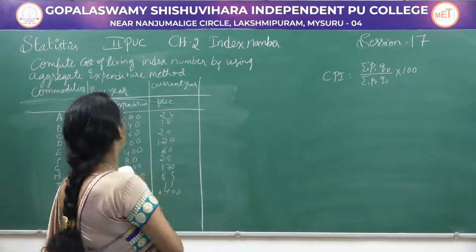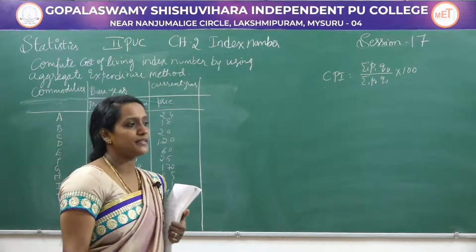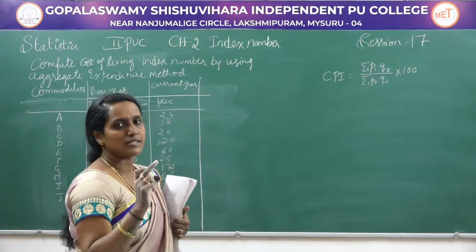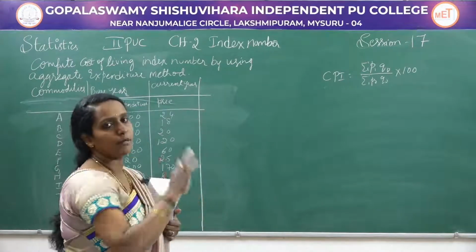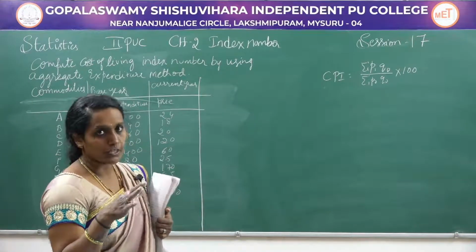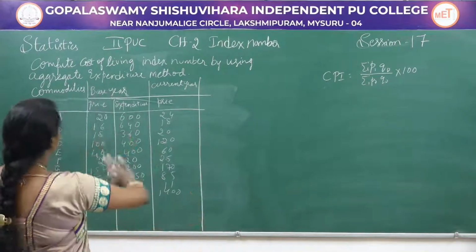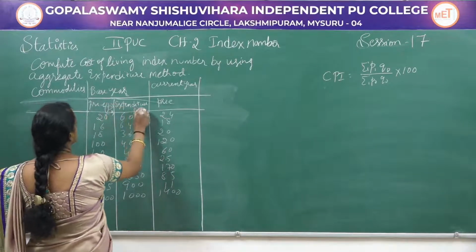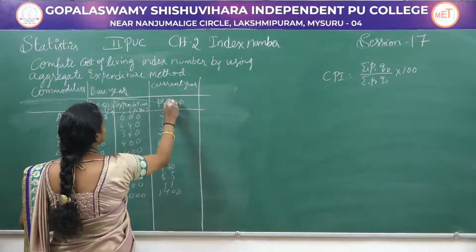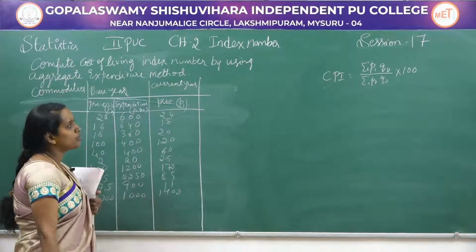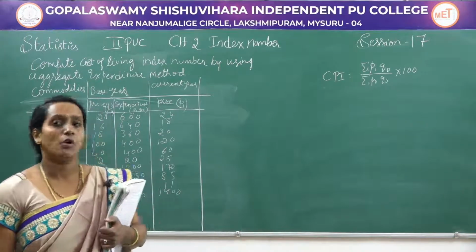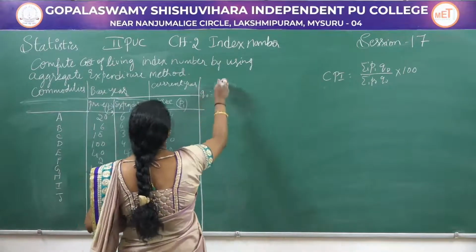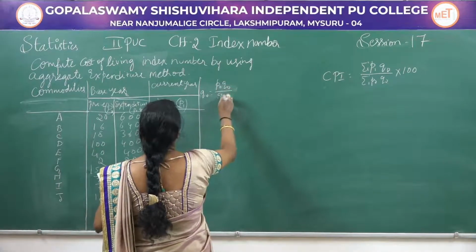For this problem, we have to use the aggregative expenditure method. The formula to find cost of living index number is summation of P1 Q0 by summation of P0 Q0 into 100. In this problem, base year price is P0, expenditure is P0 Q0 and current year price is P1. But we don't know the value of Q0, though we want the product of P1 Q0. For that, we have to calculate Q0, which is P0 Q0 divided by P0.